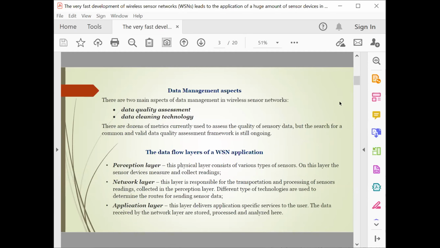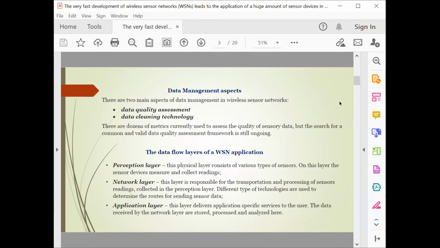Speaking about the data management aspects, we can see two main aspects in these networks, data quality assessment and data cleaning technology. Also, we can differentiate several data flow layers for applications that use data from different sensors.